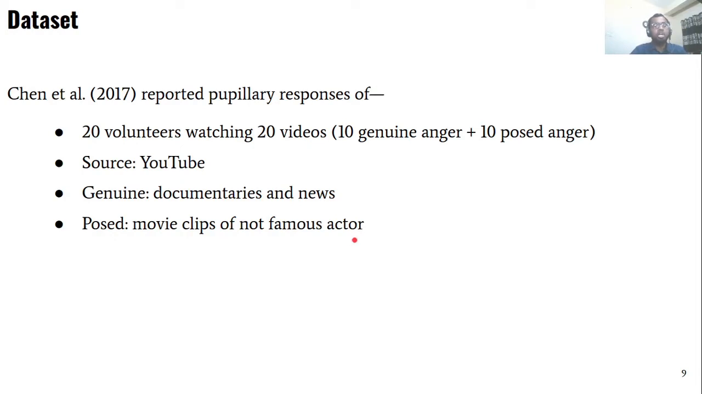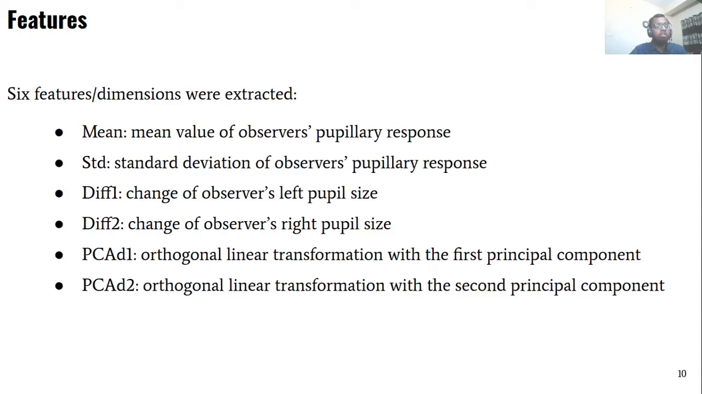Because we want to reduce any bias. If those videos were of famous actors, then of course the observers would know that it is acted anger, since we all know that in movies they are all acted. So that's why those movie clips are not from any famous actor. Also, those videos had the same resolution, so that potentially any biases don't appear.